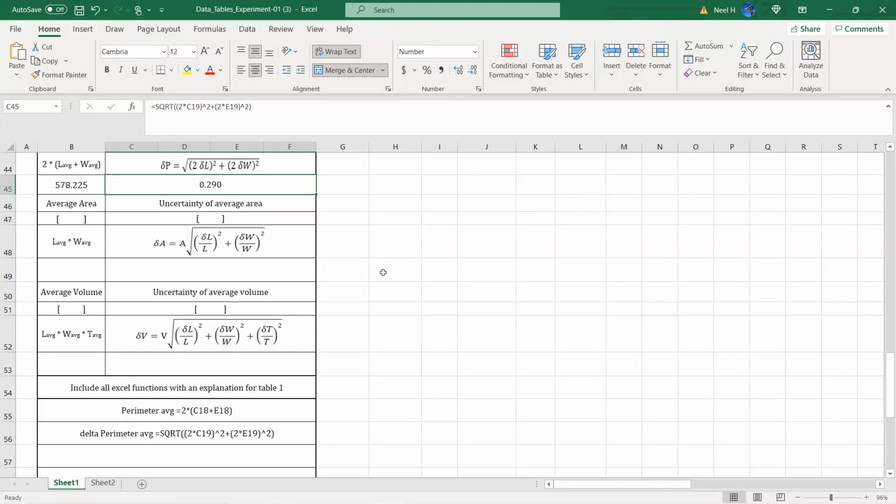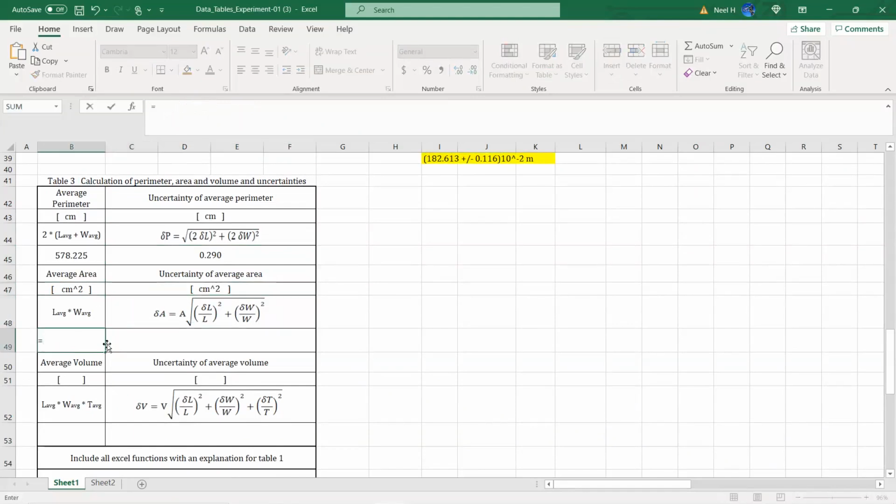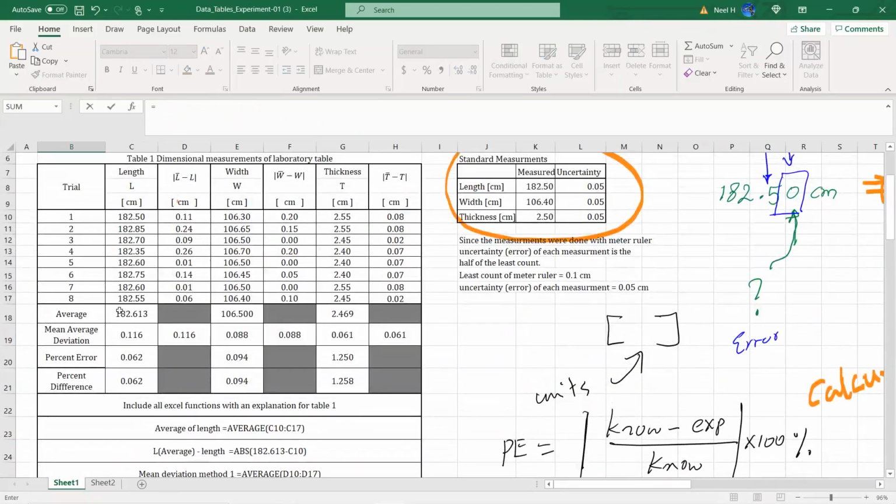Good, no problem. Okay, then we'll continue the same thing for the area. It's going to be unit centimeter square, right? Because it's length times the width. Then the error also should be unit centimeter square. And let's do equal sign, length average multiply by width average.